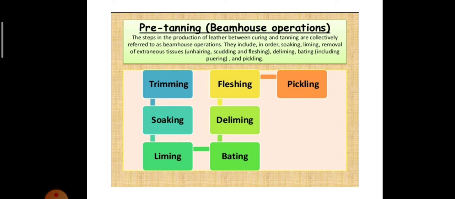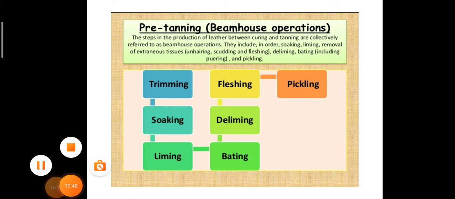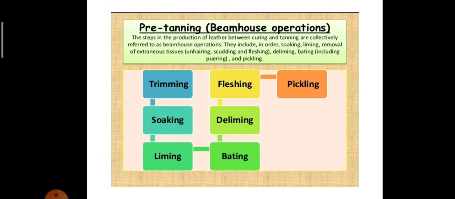This is the flow chart to remember. Please make note of it. Take a paper and make note of it. Trimming, pre-tanning, beam house operation. Draw this flow chart. Starting from number 1 point is trimming. Number 2 is soaking. Number 3, the third one, is liming. The fourth one is bating. The fifth one is deliming. The sixth one is flushing. And the seventh one is pickling.